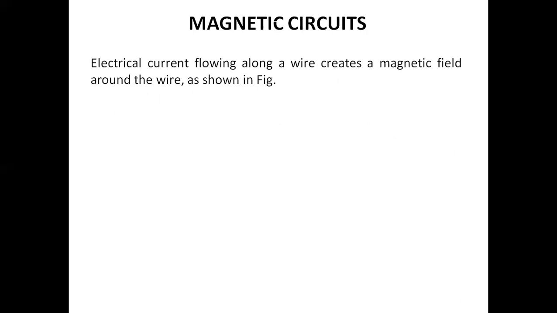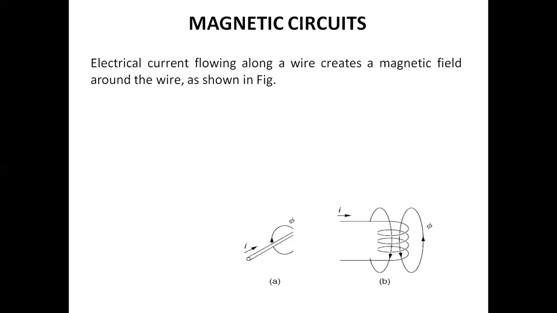Electrical current flowing along the wire creates a magnetic field. Okay, as shown in the figure. If you see this figure, in the second figure you can understand. Two lines, those are the flux lines. These are called flux lines. The current flowing through that wire creates the magnetic field.